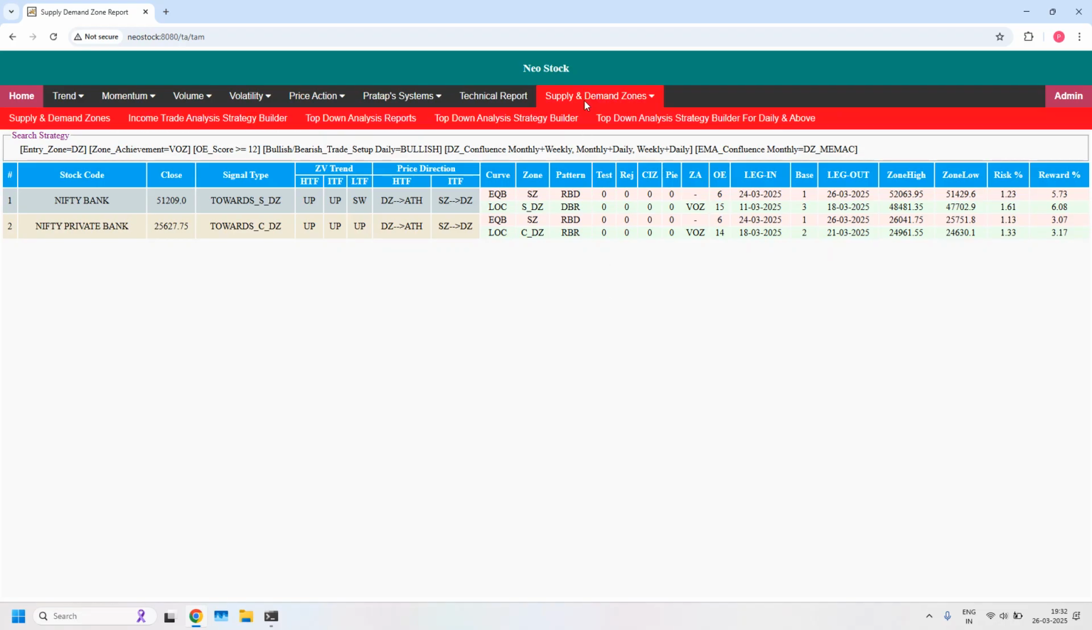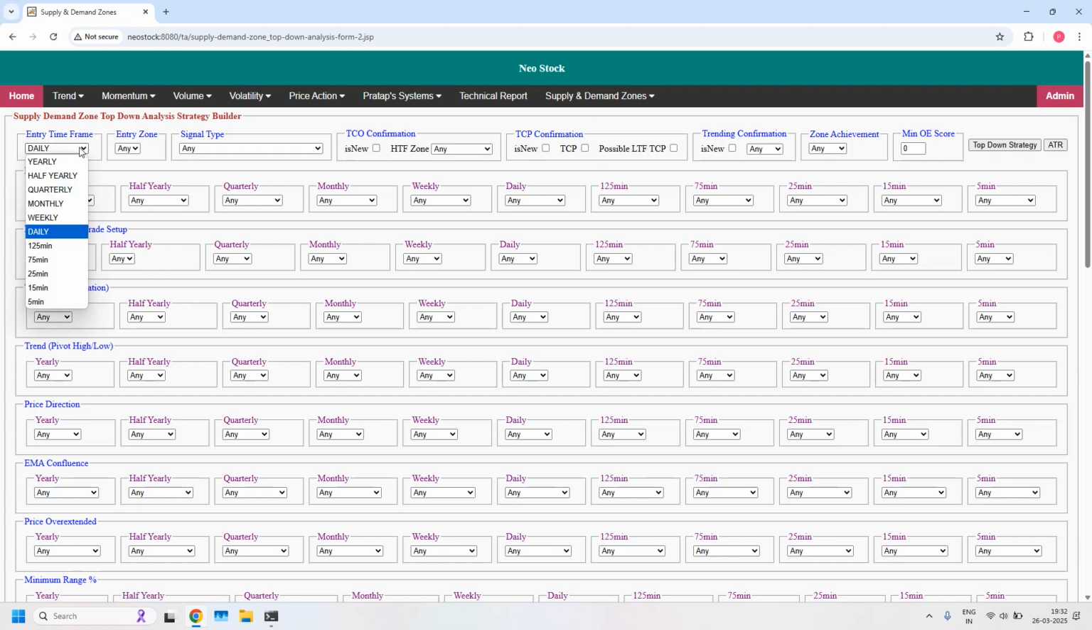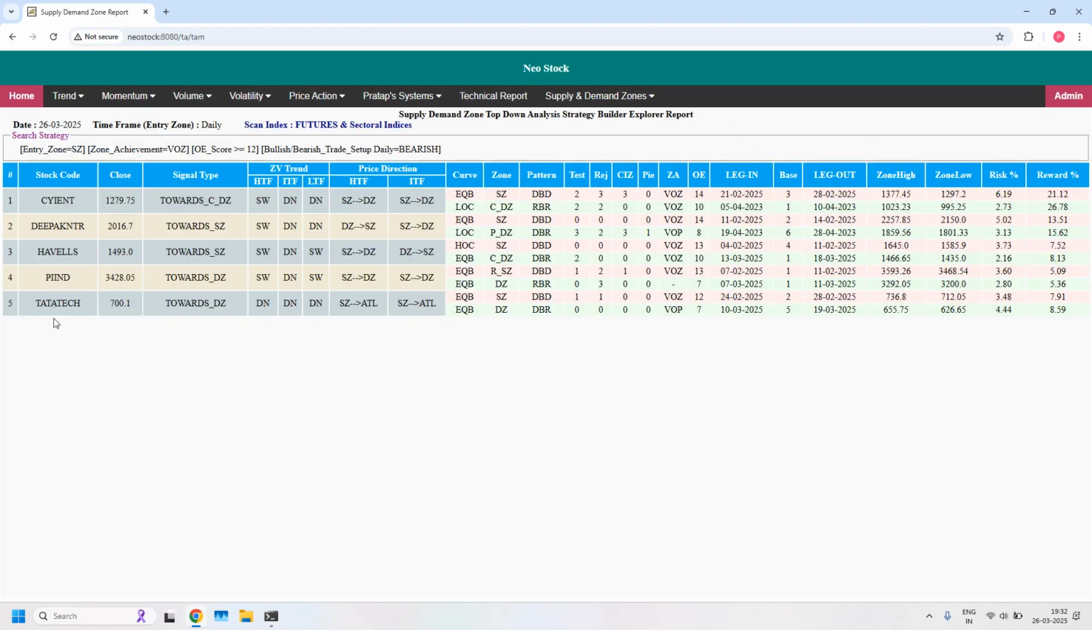Next, bearish trade setup for monthly income trade. Entry time frame daily, entry zone, supply zone. Bullish or bearish trade setup at daily, it is bearish. Zone achievement violated opposing zone, minimum order enhances score 12. We got 5 stocks. These 5 are supporting bearish trade setup for monthly income trade, and entry time frame zones are daily supply zones.